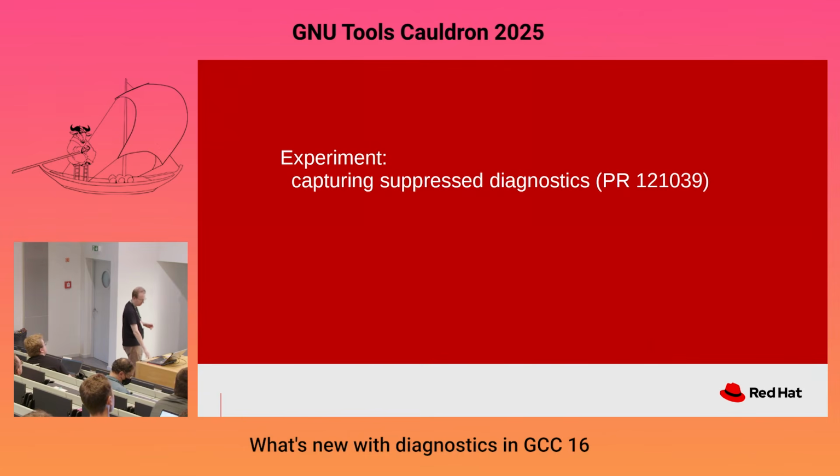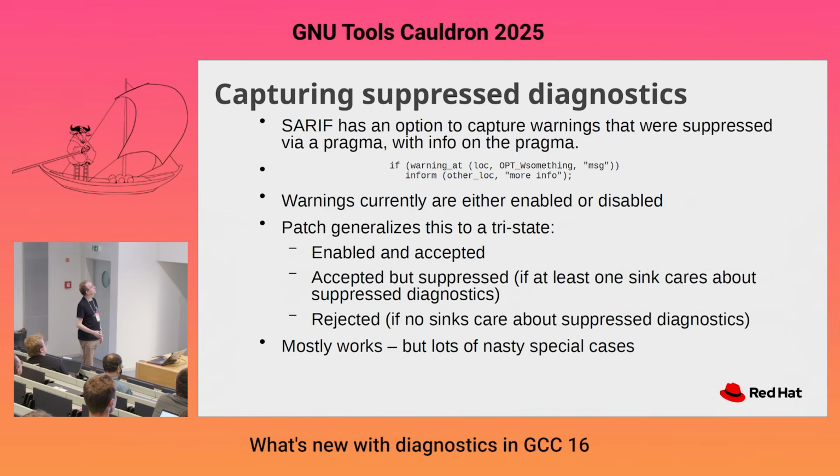And the other experiment was capturing suppressed diagnostics, which is that SARIF has an option where if you've got a #pragma disable such and such a warning, rather than throwing it away altogether, you can say, actually capture that, but mark it as suppressed by the pragma at this location. And I posted a patch which, as well as supporting that in the SARIF output, adds an optional rationale: if you do a #pragma ignore, the user can then say in the code "ignored because" and a string giving the reason, and that's also captured in the SARIF output.